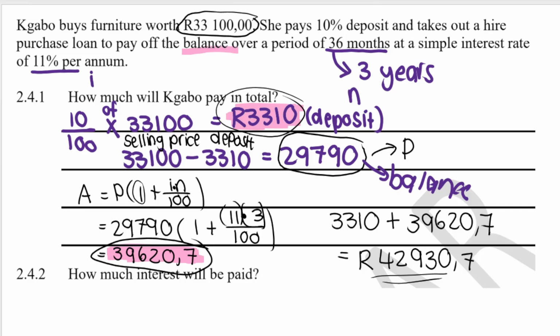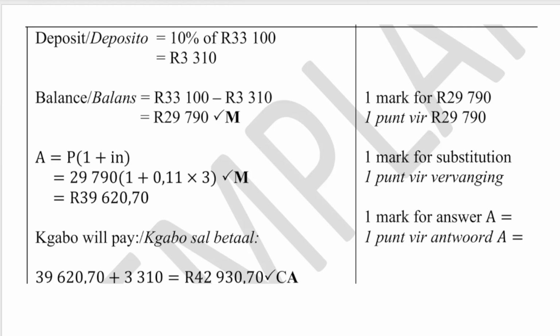So just to show you how you get marked for a question like this, you first have to work out the deposit, which I did in my question as well. Then you work out the balance, which we called P. Remember, that's the leftover amount. So you get 1 mark for working out P. Then you get your formula mark.